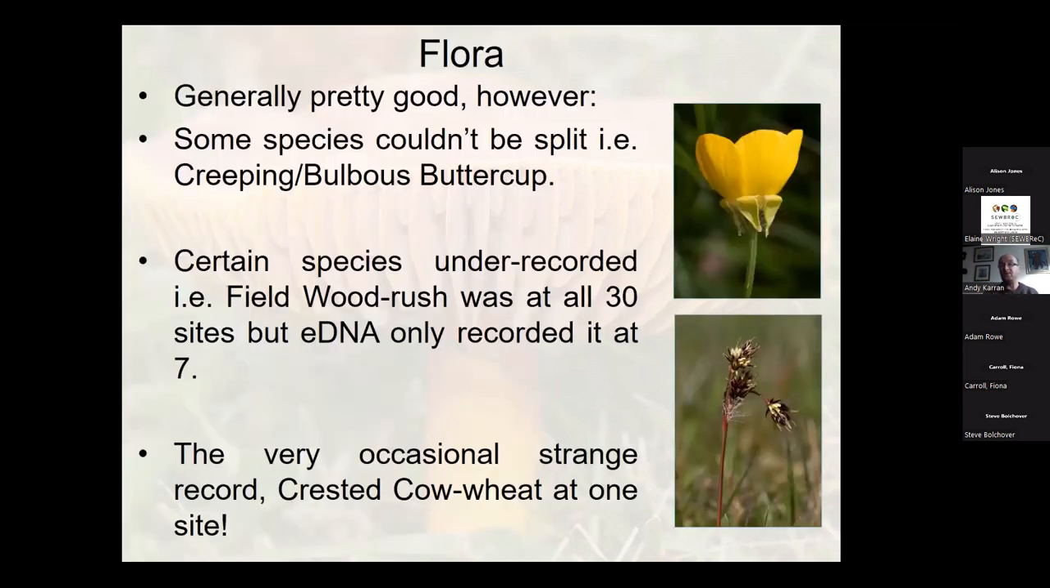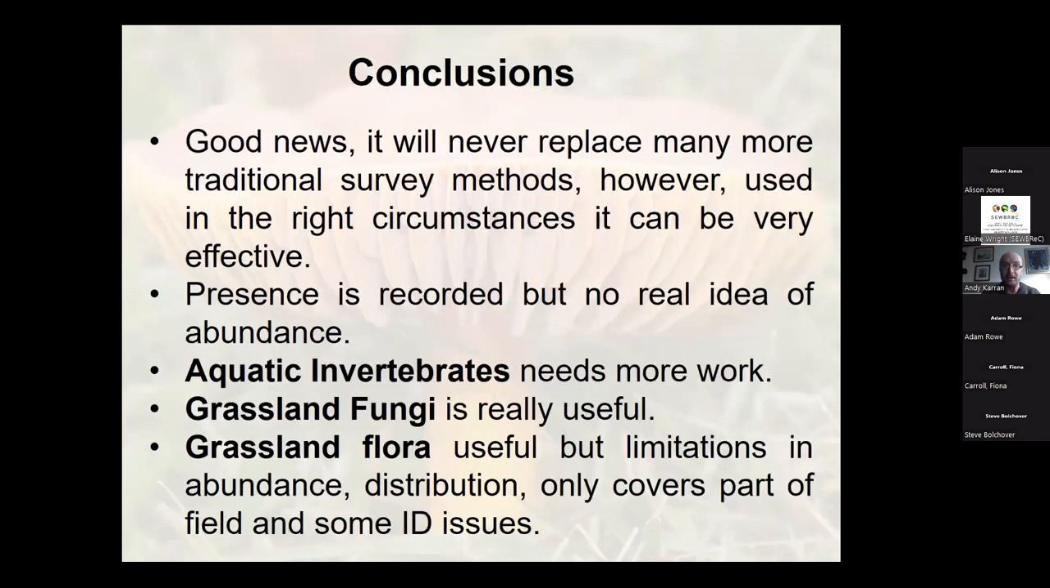So the flora is generally pretty good, but there were some things the eDNA couldn't really split up. There's things like creeping and bulbous buttercup. It was one or the other. And in all 30 fields, there was lots of field wood rush, but for whatever reason, eDNA only came back with it being present at 7 of the sites. So there are limitations for the flora, certainly. And we had crested cow-wheat come back from one of the sites, which I think would probably be a new record for Wales, but we're pretty sure that isn't there. So there's the odd little glitch in it.